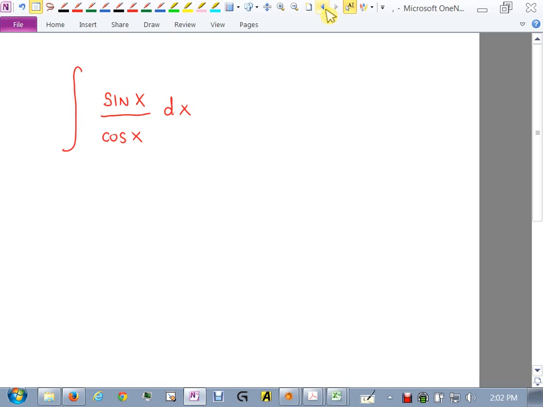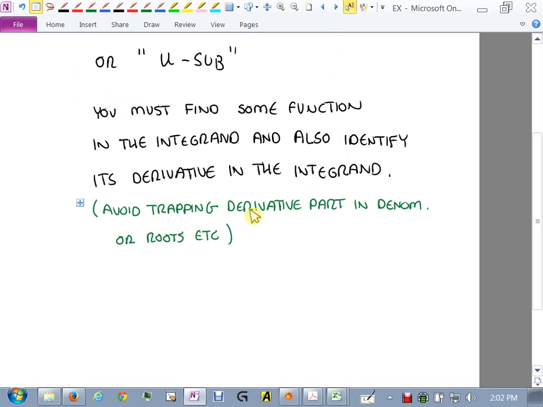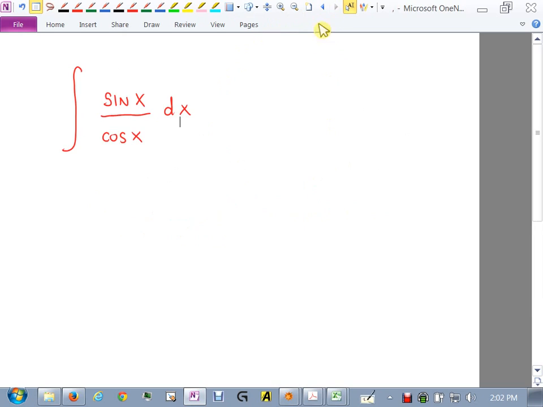But what did I just say about avoiding? Avoid trapping the derivative part in the denominator. So you just chose sine x, and then the derivative part, cosine x, was trapped in the denominator. Avoid that. So, in other words, that didn't work. How about the other way?